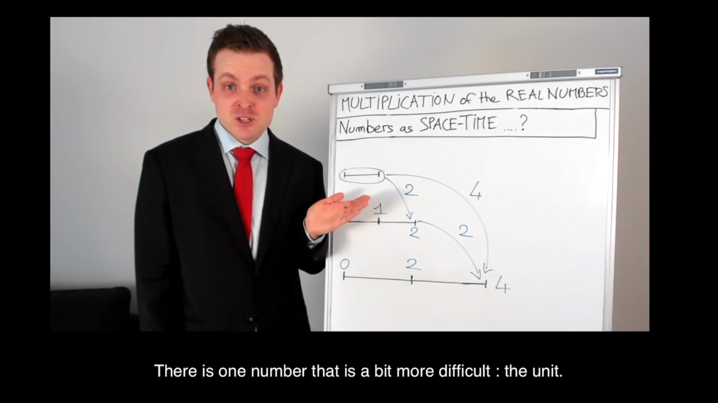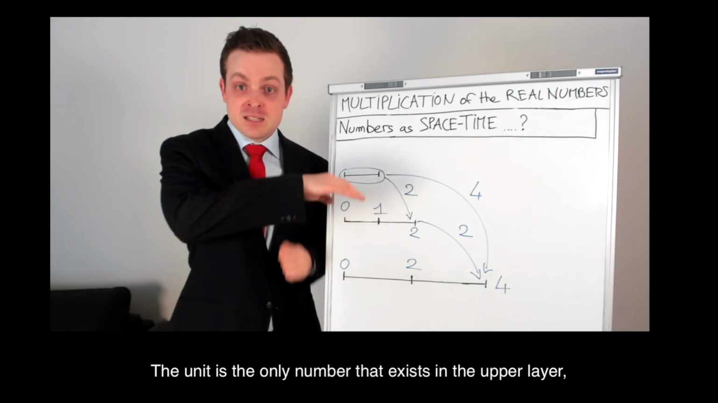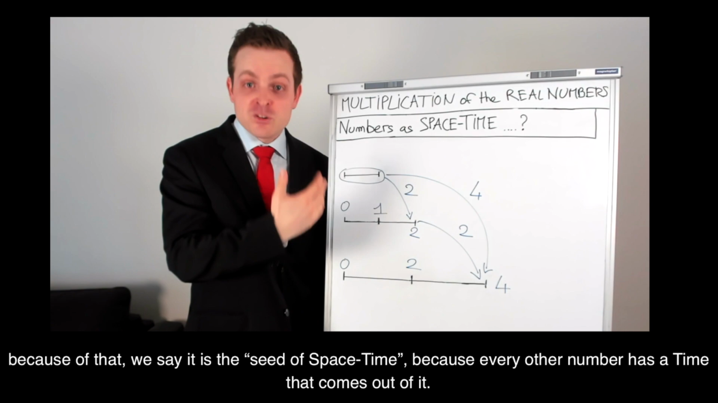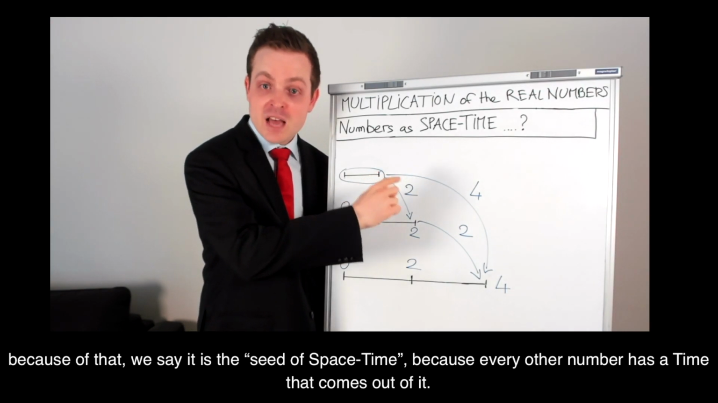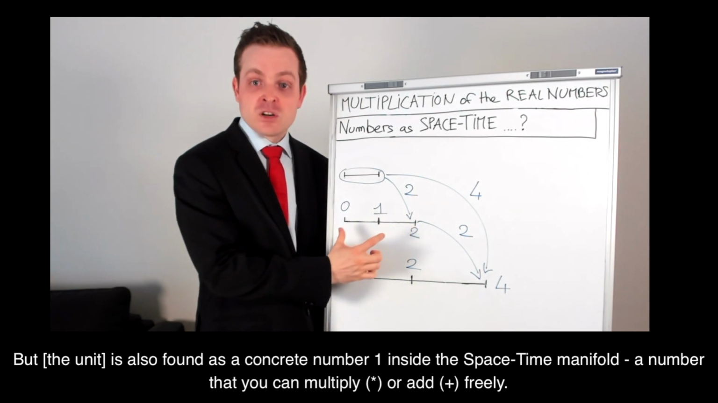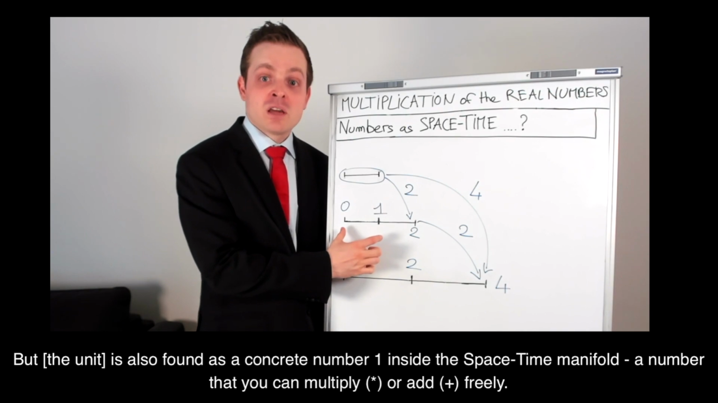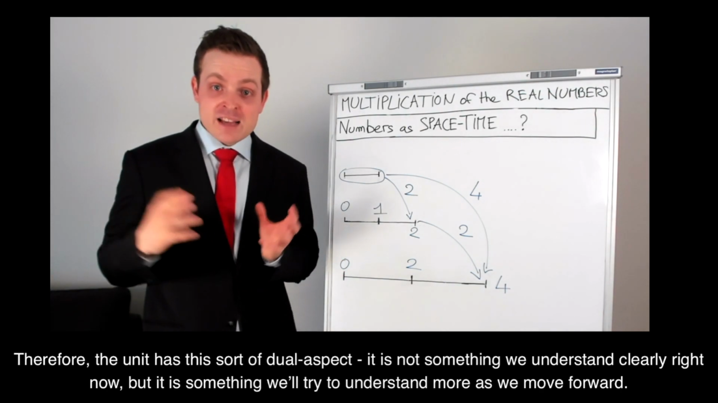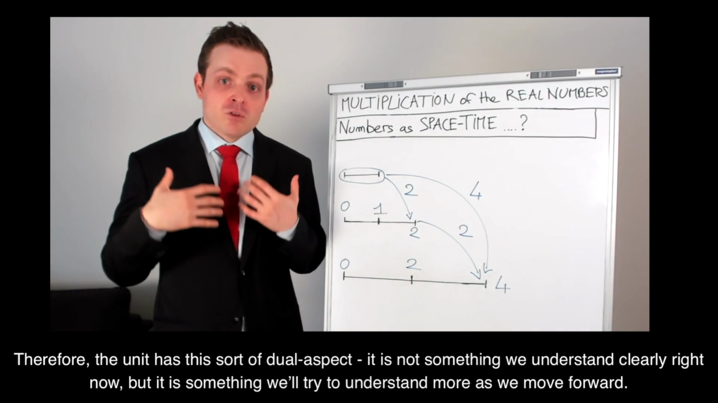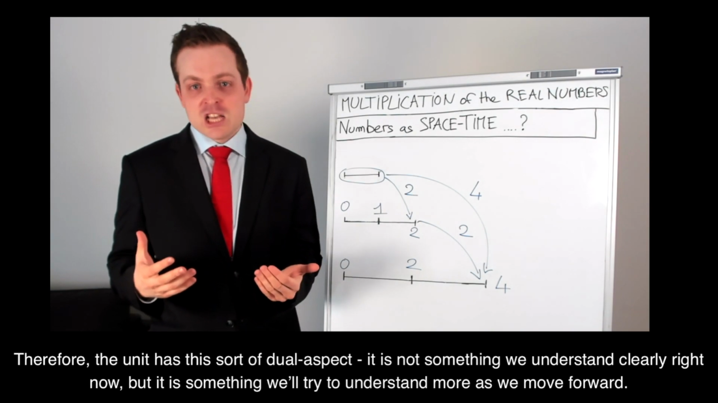There's one number that is a bit more difficult, and it is the unit. The unit is the only number that exists in the upper layer. Because of that, we call it the seed of space-time, because every other number has a time that comes out of it. But it is also found as a concrete number inside the space-time manifold, a number that you can multiply, that you can add freely. Therefore, the unit has this dual aspect. It's not something that we understand clearly right now, but it is something that we will try to understand more as we move forward.